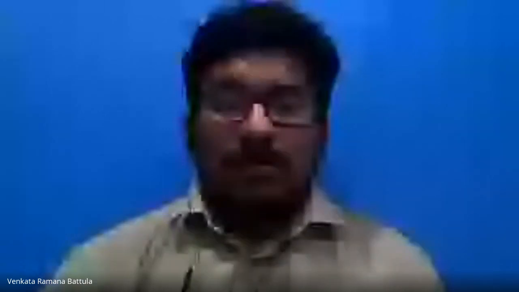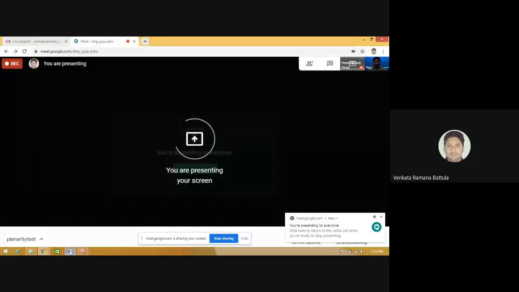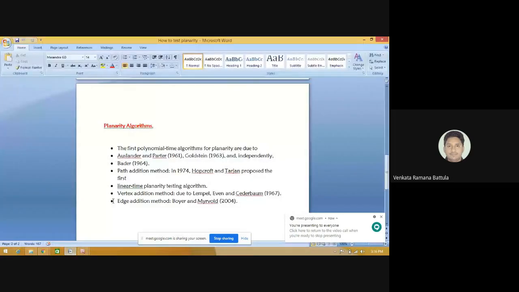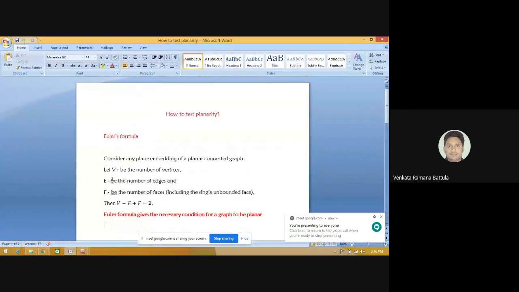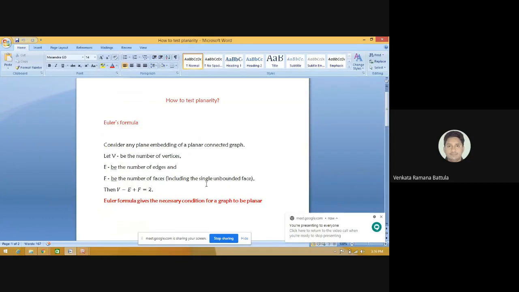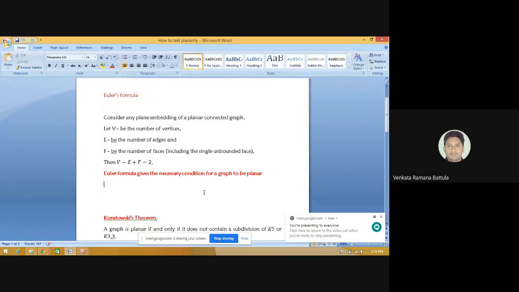I hope once again you recollect the definition of a planar graph. A planar graph is a graph in which no two edges cross each other. And we understand Euler's theorem. For a given graph with V number of vertices, E number of edges, and F number of faces, V minus E plus F equals 2.